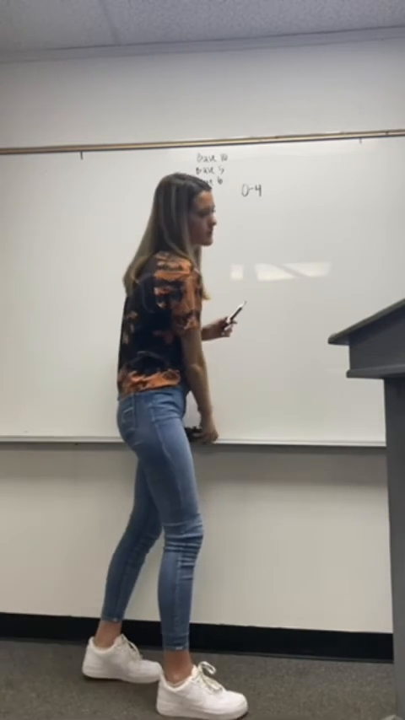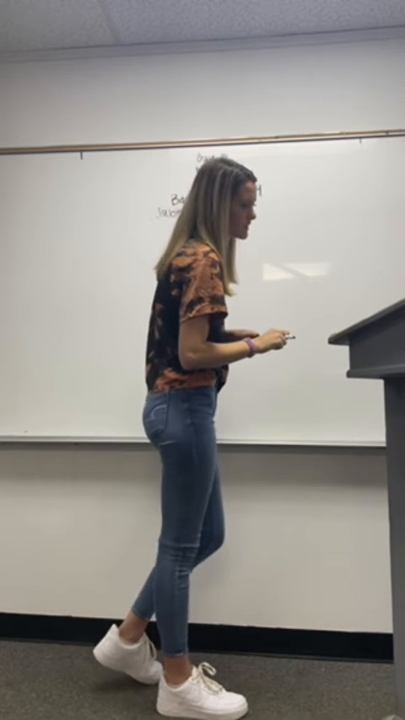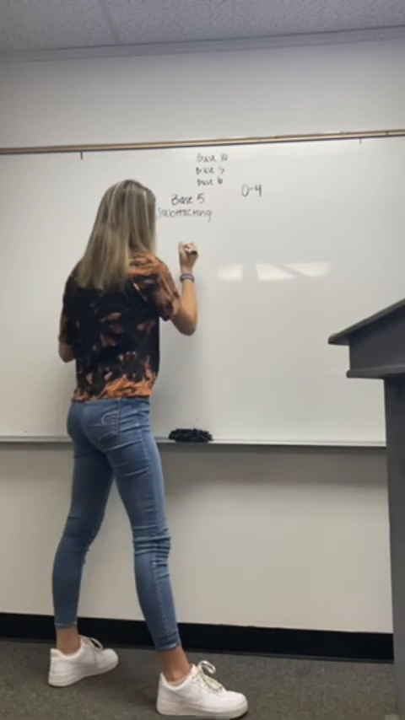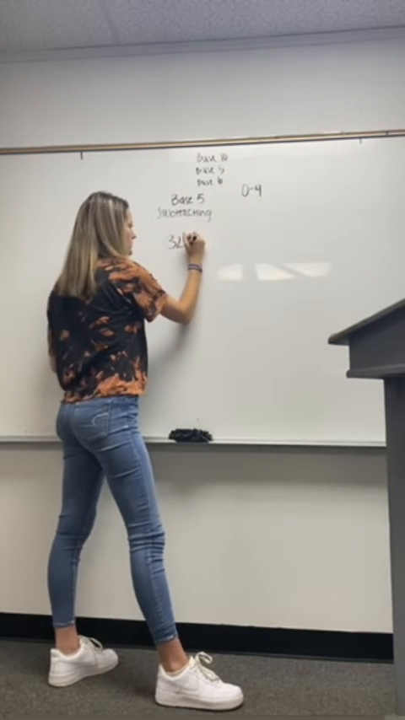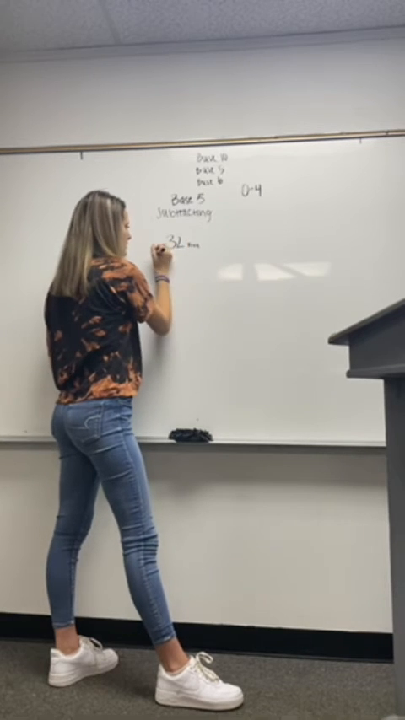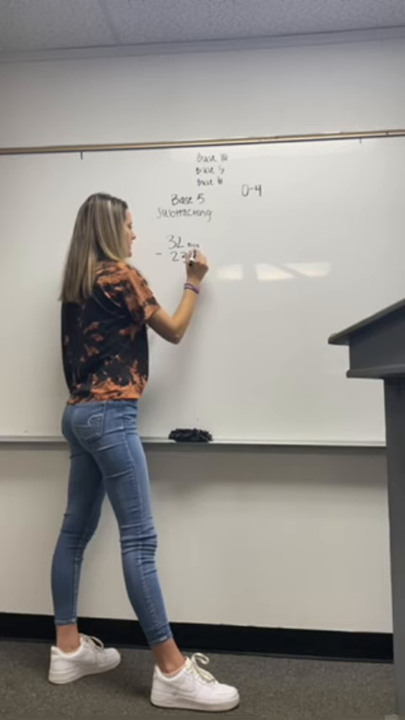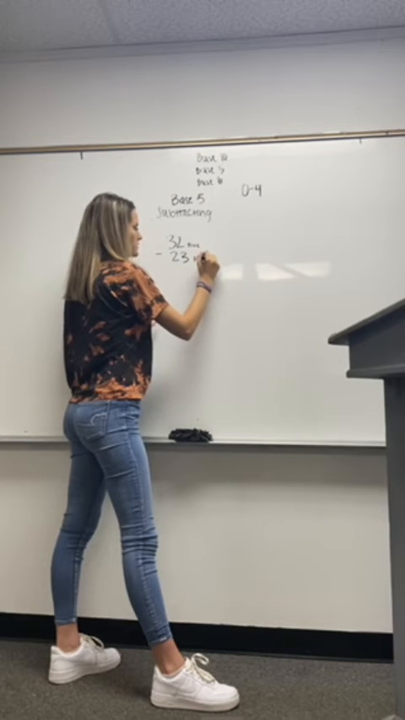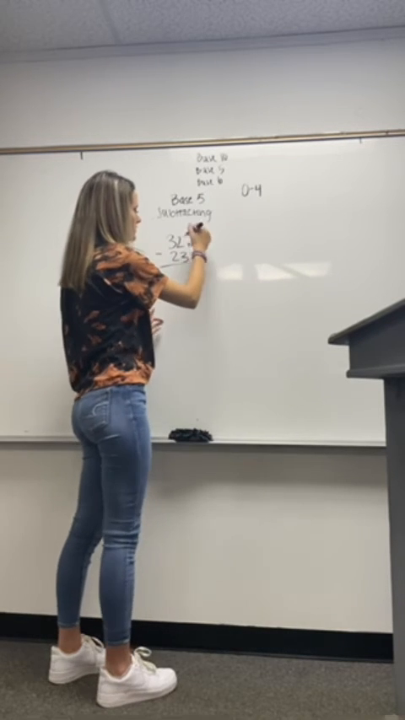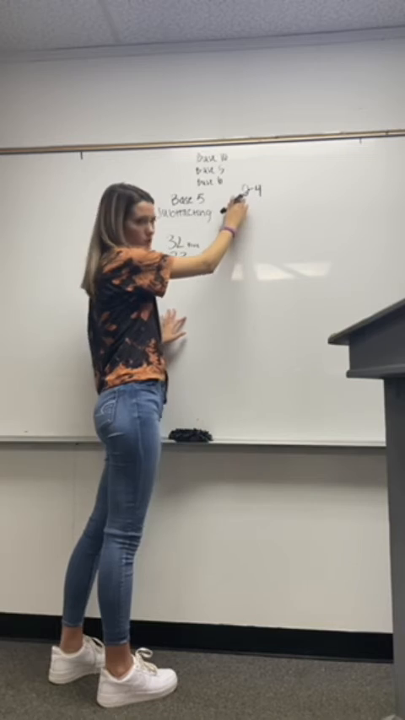And then we're going to do another example of subtracting. We have 3, 2 base 5 minus 2, 3 base 5. Notice we can't have any numbers bigger than 4 because our digits are 0 to 4.